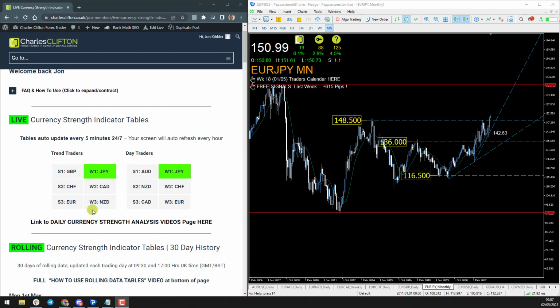You can see that we do have other currencies that are featured here twice. You can see the Canadian dollar, for instance, is S3 on the day traders, but it's W2 on the trend traders, so it's on the opposite side. That's why it's not highlighted. There's no confluence there. But that is a currency pair we're going to be talking about in this video. We're also going to be talking about Euro Yen as well.